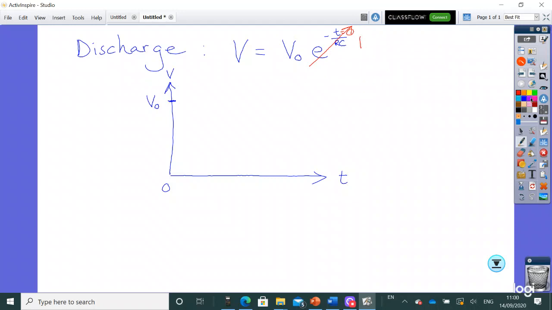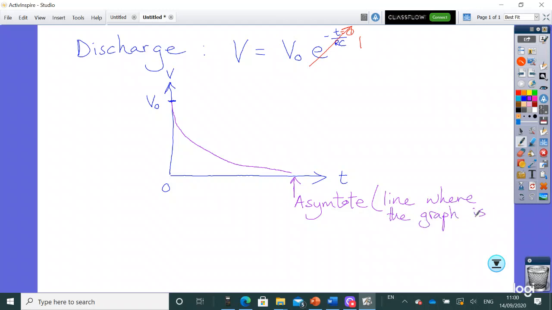Then it's going to decay exponentially, like so. And then it reaches a line, like it's going to eventually meet 0. And that line, where it's going to go towards, is called an asymptote. Asymptote. It's a line where the graph is going to tend towards. Okay?